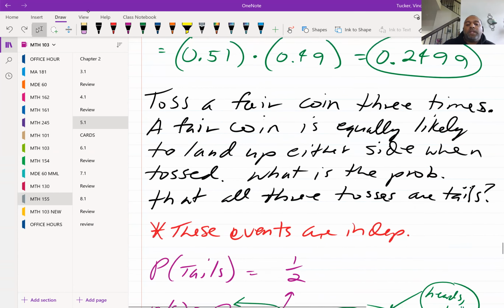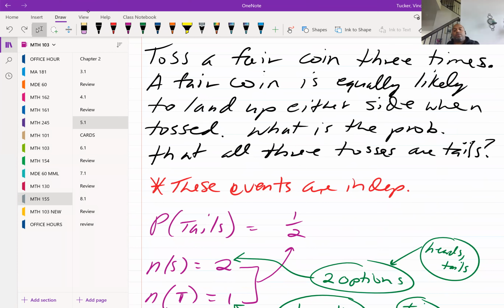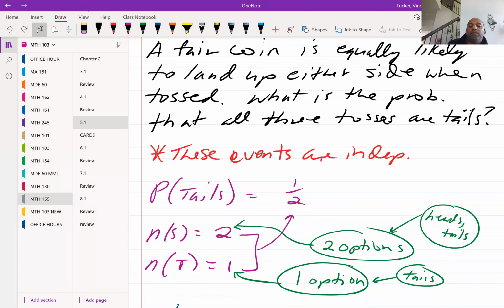All right. So once again, our events are independent. Probability of getting tails is 50% or 1/2. And there's just a walkthrough on that. We have 2 options in our sample space, which is heads and tails. Tails is just one option that's in that event. So that's where you get 1/2 from.